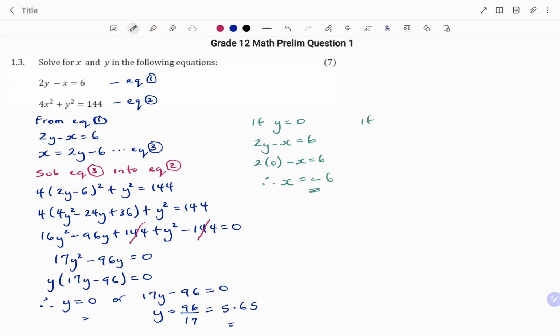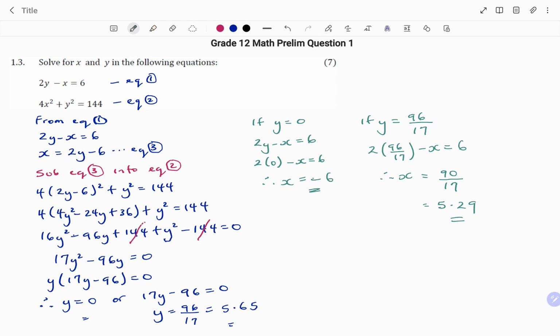And if y equals 96 over 17, substitute into equation 1 like I did earlier. I have 2 in brackets 96 over 17 close bracket minus x equals 6. Therefore, the value of my x will be 90 over 17, which you can punch in on your calculator, and is also equal to 5.29 to 2 decimal places.